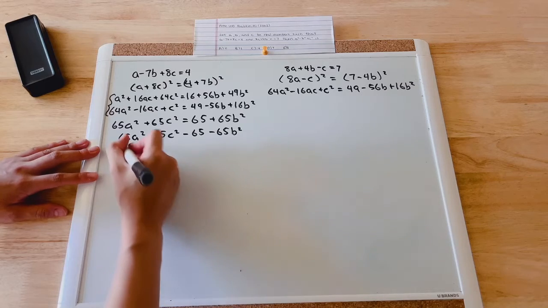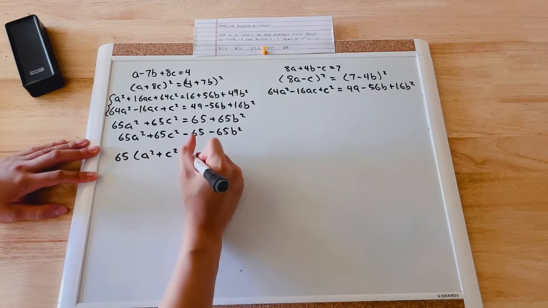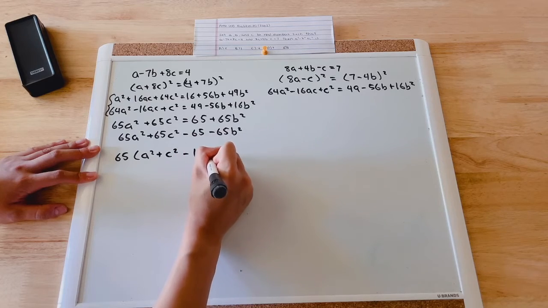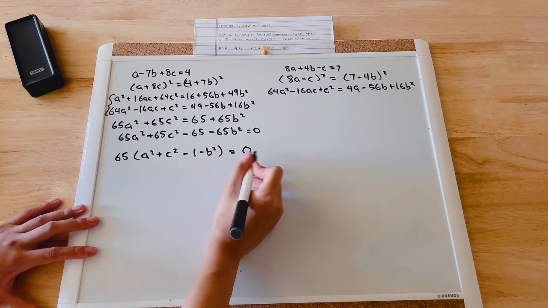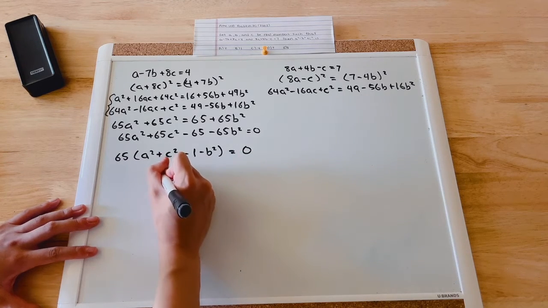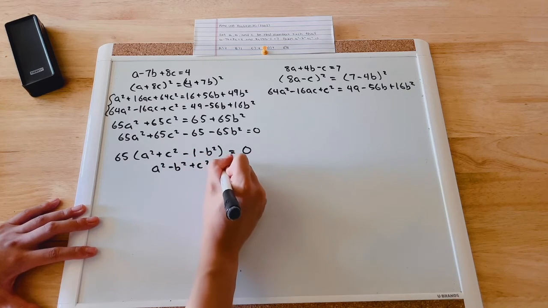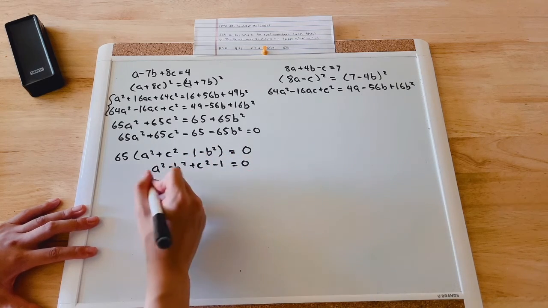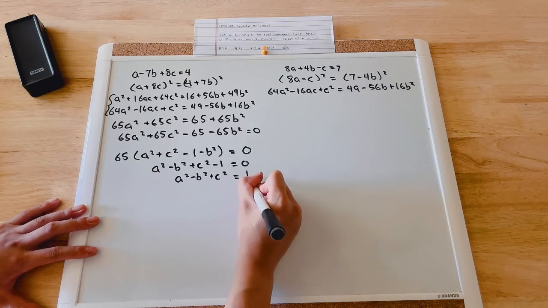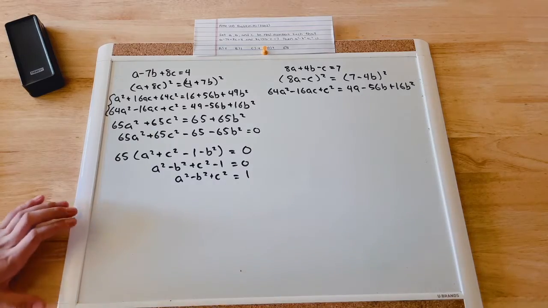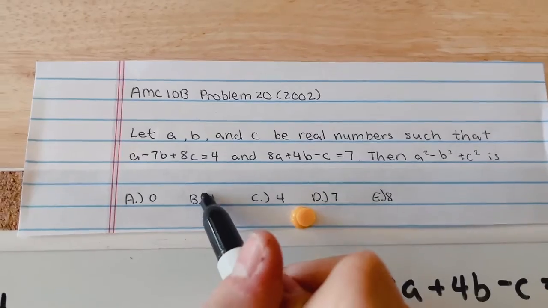Now let's take out the 65, and then you'll get A squared plus C squared minus 1 minus B squared equals 0. And then you can just divide the 65 on both sides, and 0 divided by 65 is just 0. So we get our A squared minus B squared plus C squared minus 1 equals 0. And then we're trying to look for what is A squared minus B squared plus C squared. So you just add the 1 to the other side, and you get this equals 1. From the answer choices, we can see that the answer 1 is B, so the answer is B.